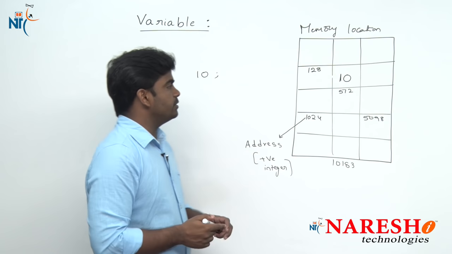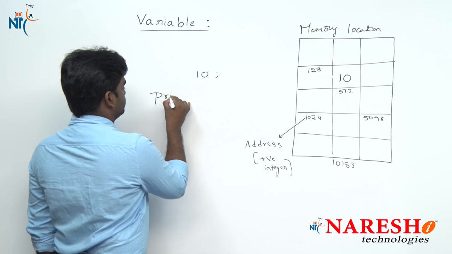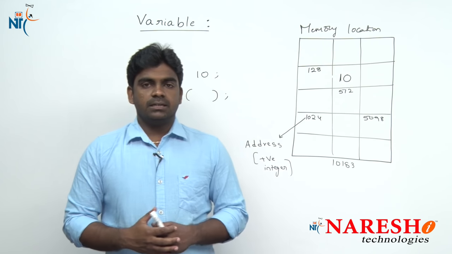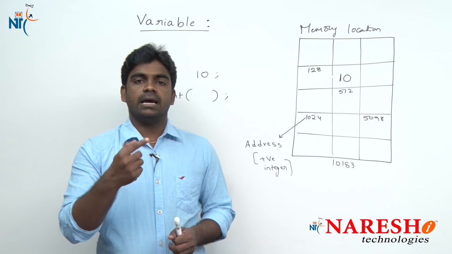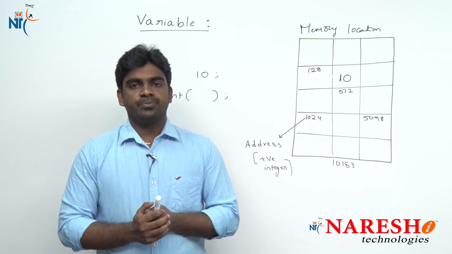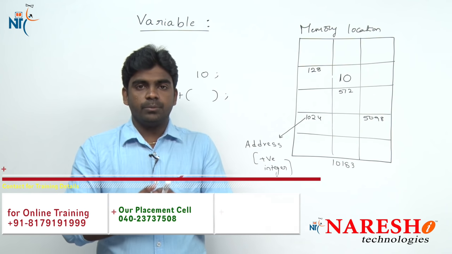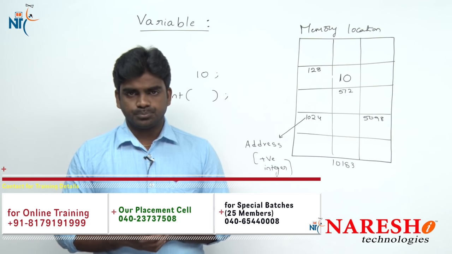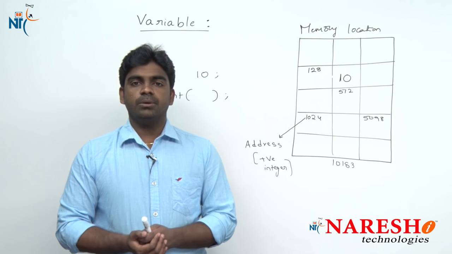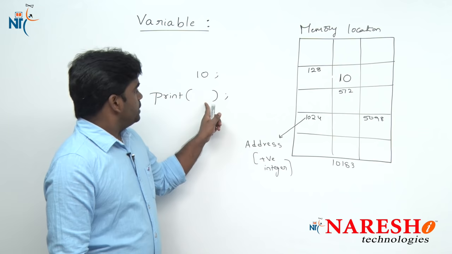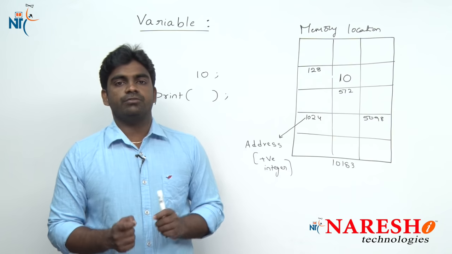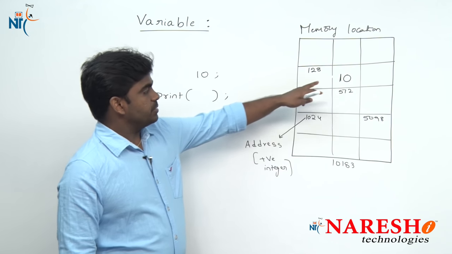Next, I want to access the data. I just want to print that information. Then how can we print? We face problems. The reason is, first of all, we cannot understand in which location it has been stored, because it is a random memory location. And second, if you want to open the memory, no one can open the memory. No one can see the information physically stored inside the memory. So here, accessing becomes very difficult after storing the information.